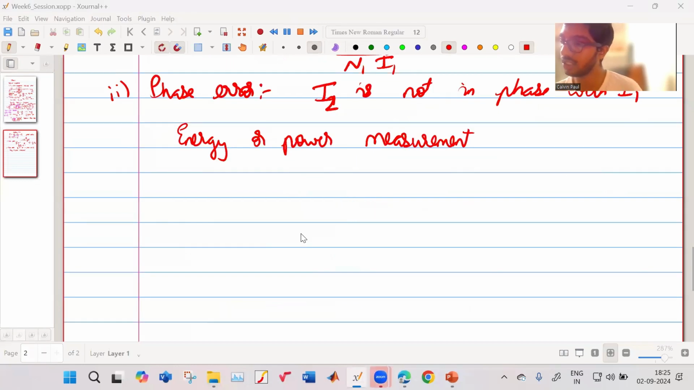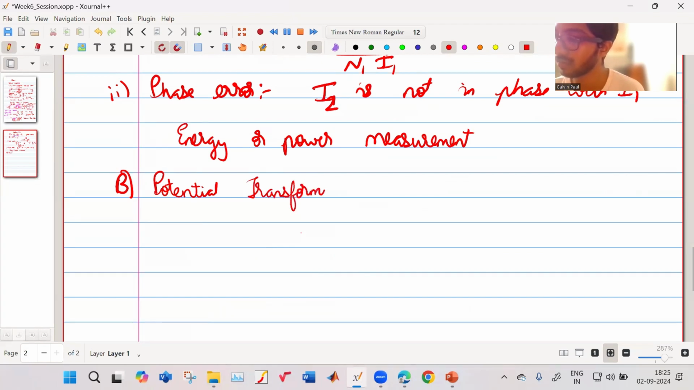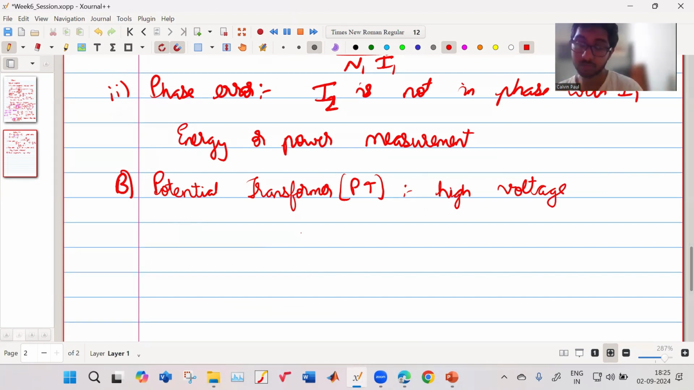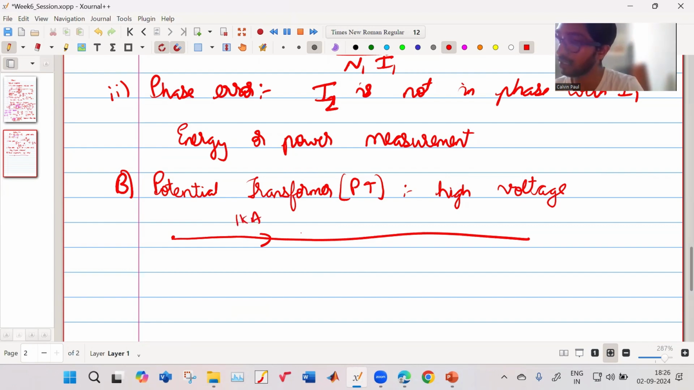All right. So this is for current transformer. Next we'll consider potential transformer, or known as PT. So potential transformer is used to measure very high voltage. So suppose there is a line which is carrying a very high current. Let us say 1 kilo ampere current is flowing.